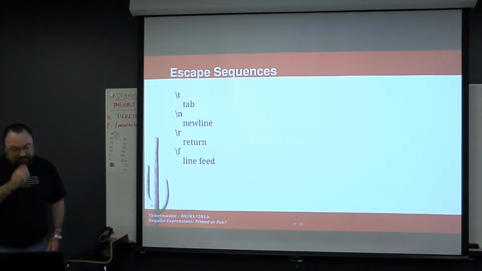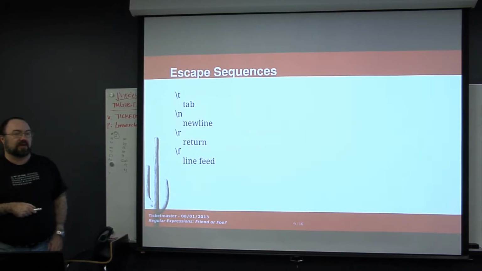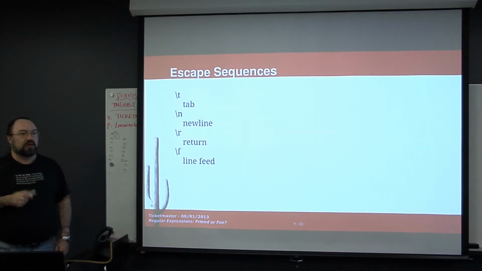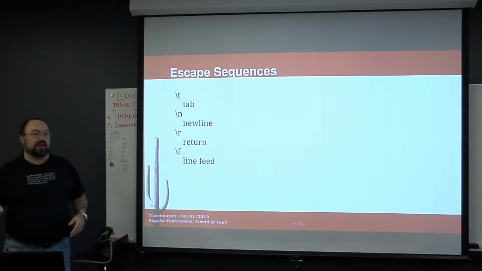All right. I just wanted to put these in here for the sake of completion. I more or less explained them on the other slide. Let me know now if you have any questions about what they are. But these are basically a tab, new line, return, line feed. The time that you'll care about new line versus return is when you're dealing with either Unix line endings or Windows line endings.